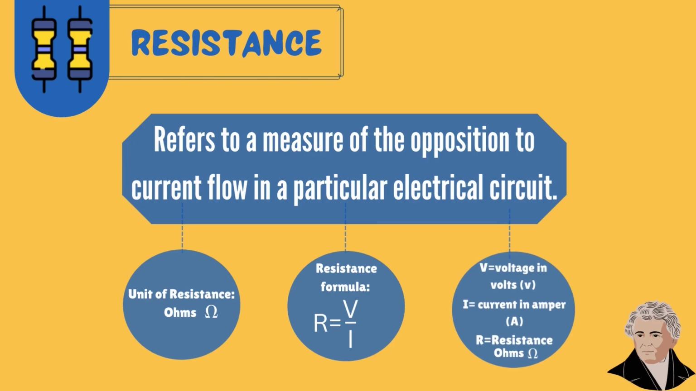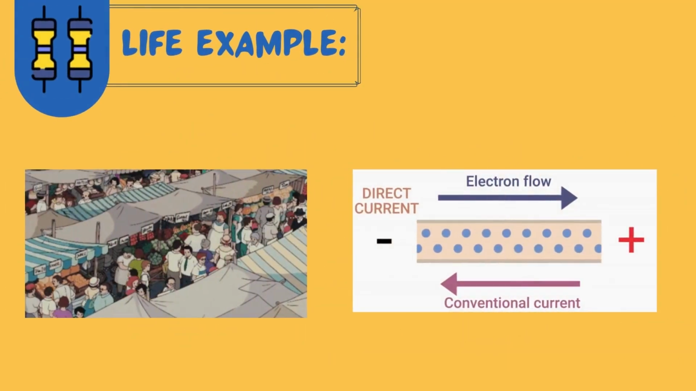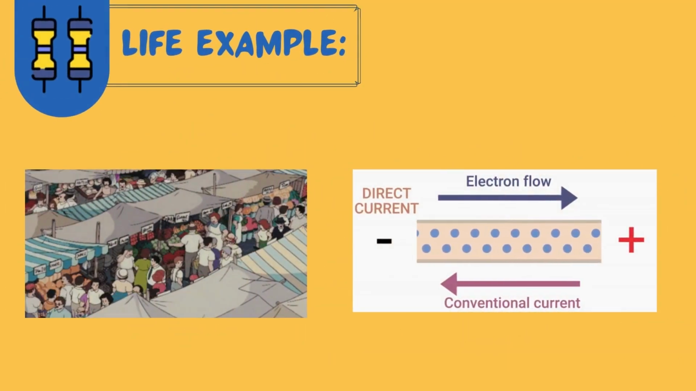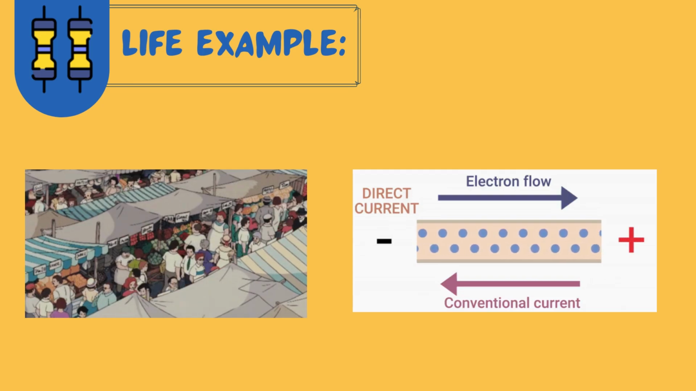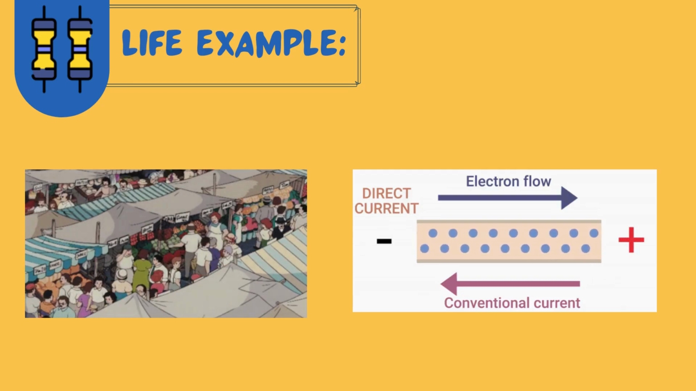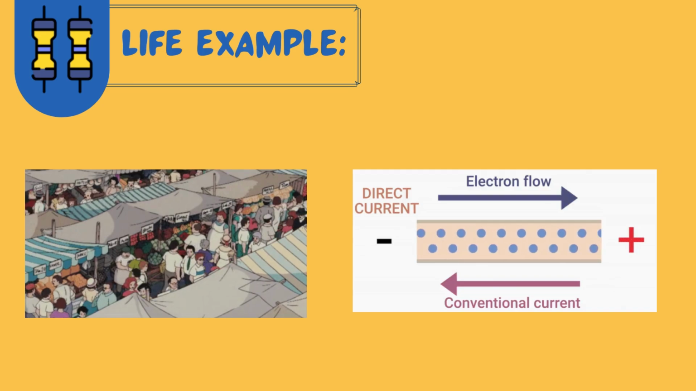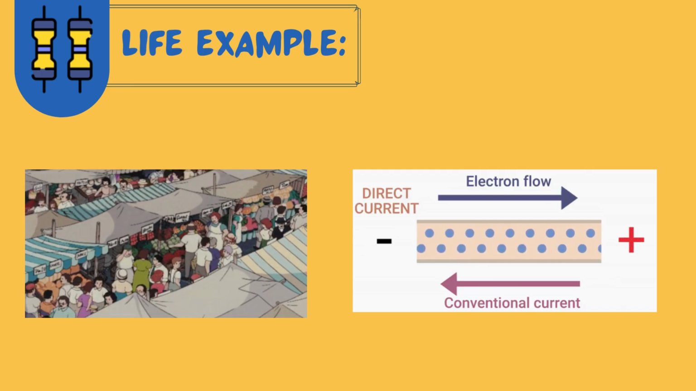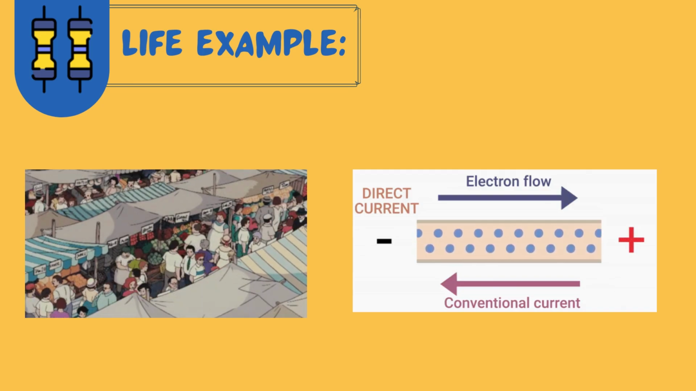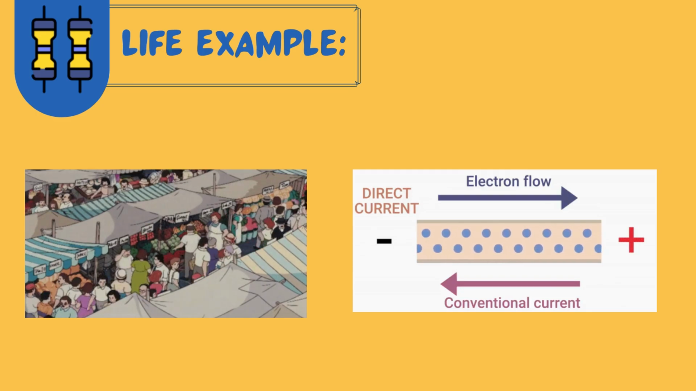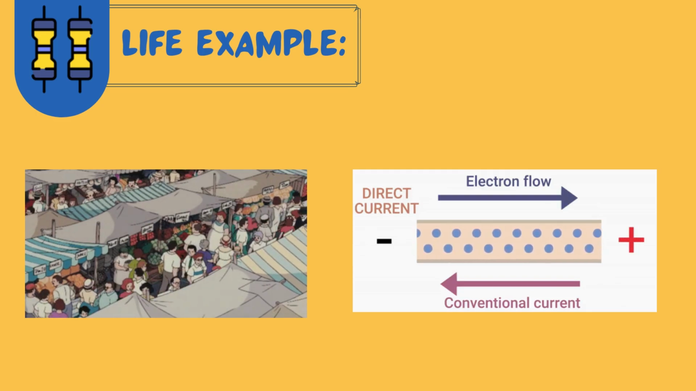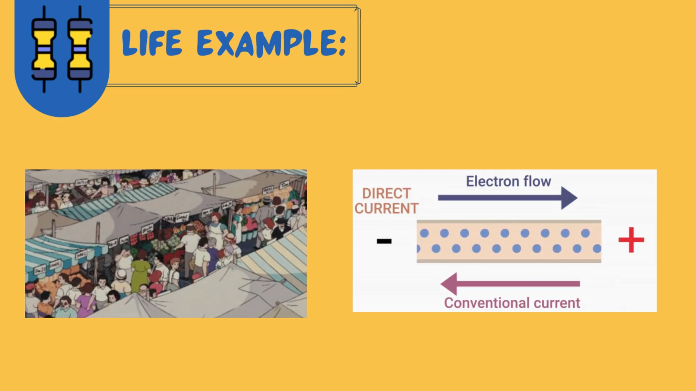To better understand resistance, here's a life example. Imagine a person moving from one end of the market to another, but struggling due to the crowd of people in between. This resembles how resistance affects the flow of electrons moving through a wire. A point to remember is that electrons will always move to the positive end due to them being negatively charged.